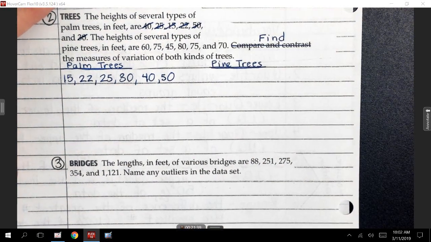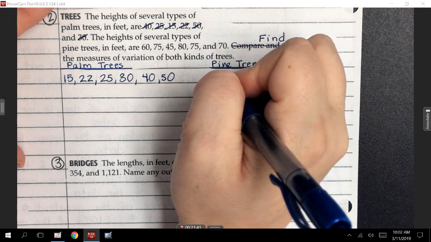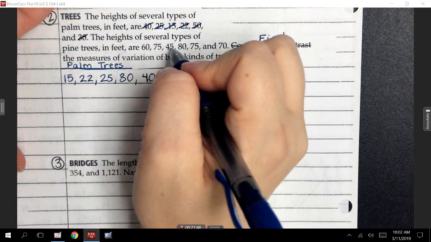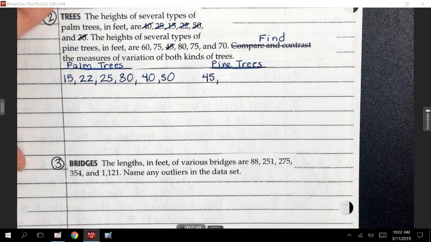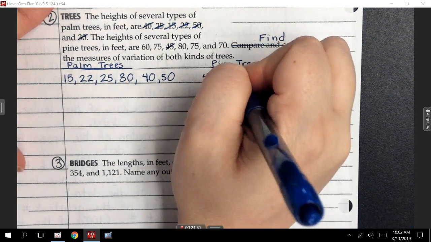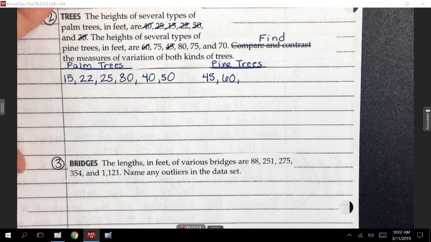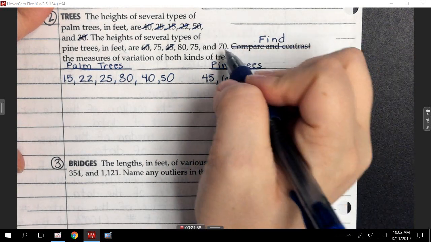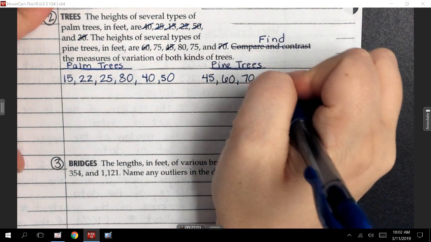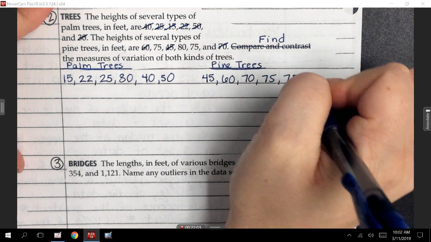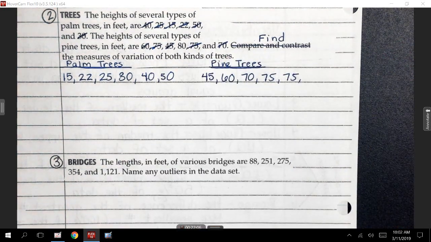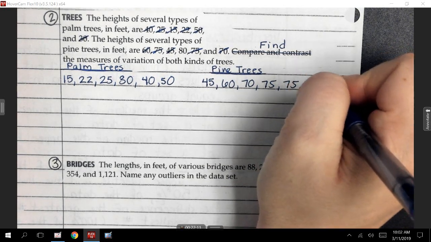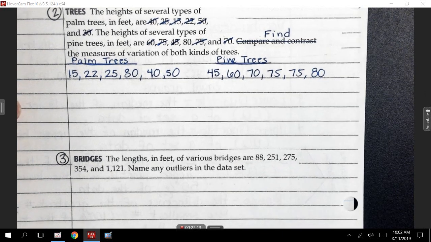Okay, let's go ahead and do that for our pine trees too. What's my smallest number on my pine trees, Camilla? All right, and after 45, Rebecca? 60. And after 60, Gabe? Ramira? 70. Awesome. And after 70, other Gabe? 75. Awesome. And 75. So there are two of them. Thank you for listing both. And then my last number, Alan? 80. Excellent.